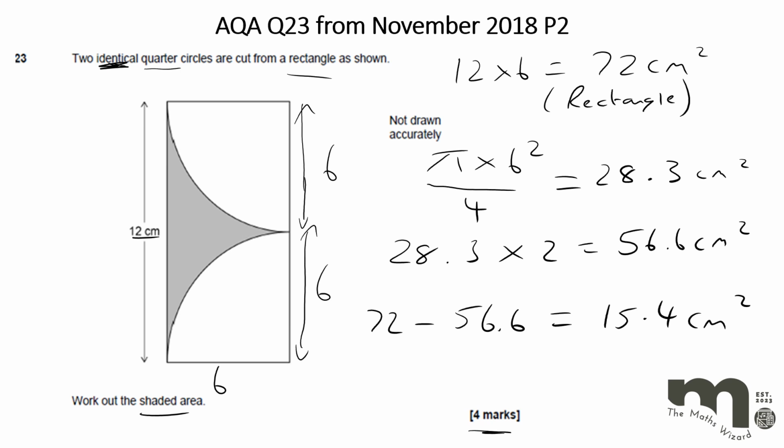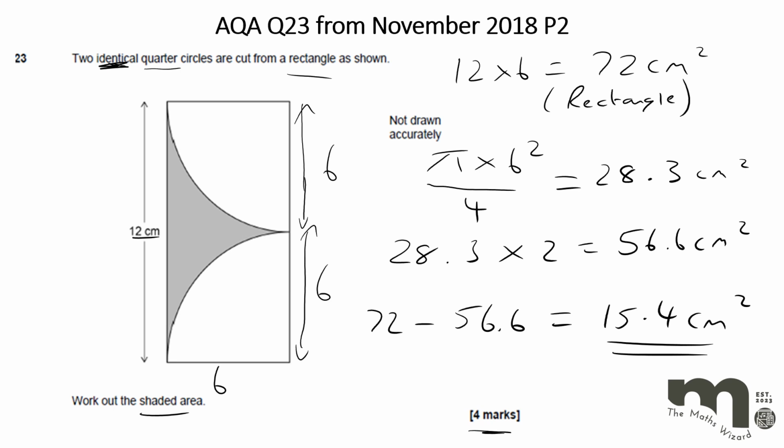So whenever you're doing the area of a shaded part of the shape, you will need to know the whole shape, which in this case is the rectangle. You then need to do the area of the unshaded bits, which in this case is the quarter circles, and then you take that away from the whole shape, and that will tell you the part that is shaded.